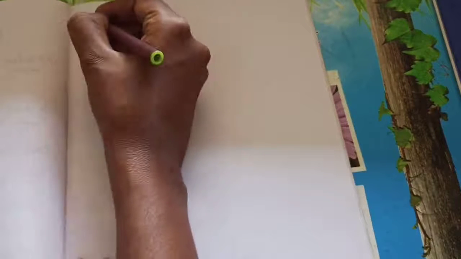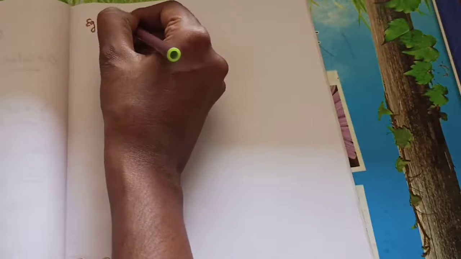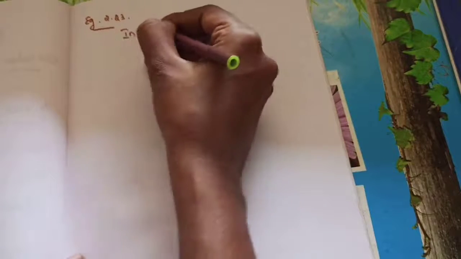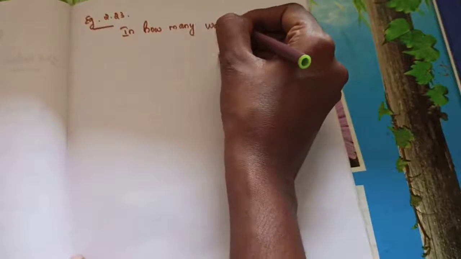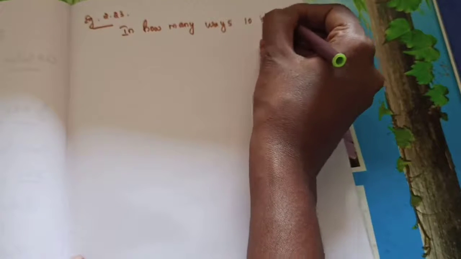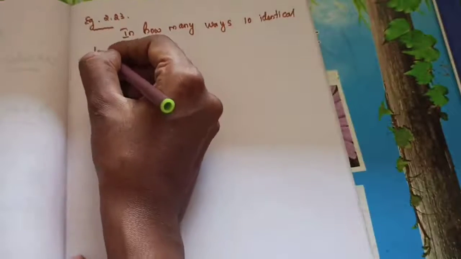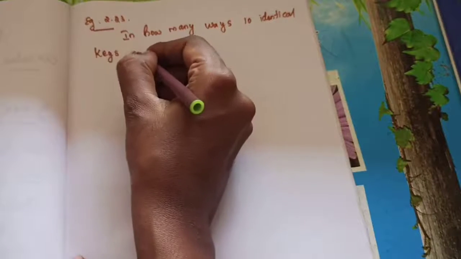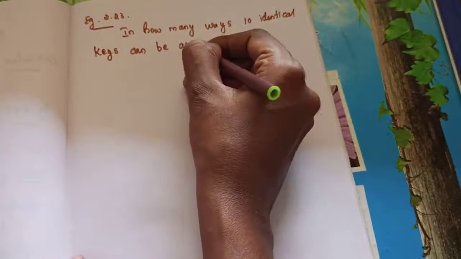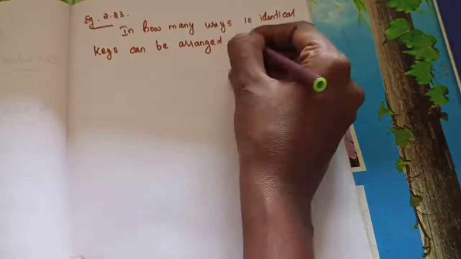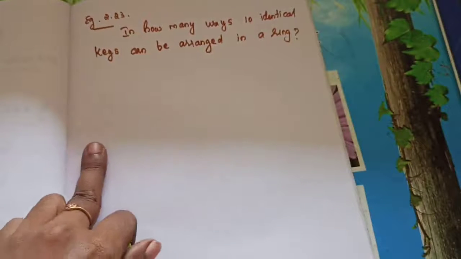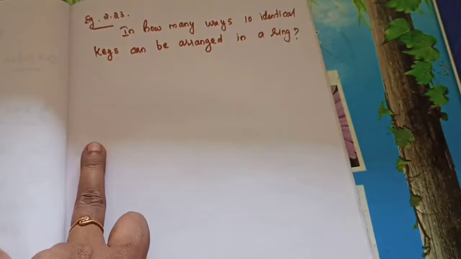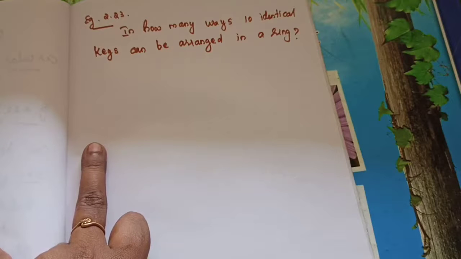Next problem. Example 2.23. In how many ways can 10 identical keys be arranged in a ring? Listen to the question very carefully. In how many ways can 10 identical keys be arranged in a ring? Here there is one word. What's the word? Identical keys.